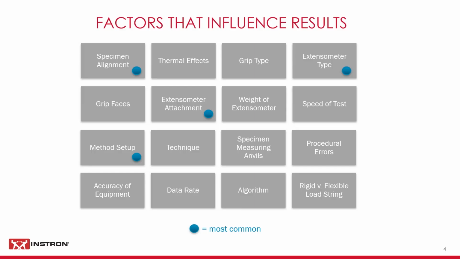No matter how closely you follow a testing standard, such as an ASTM or ISO, you may see variability in your results. This is a list of some of the factors that can influence results. This is by no means a comprehensive list, but this includes most of the common ones we see. The ones indicated by a blue dot are by far the most common we see when we visit customer labs. These include specimen alignment, type of extensometer, extensometer attachment, and method setup.